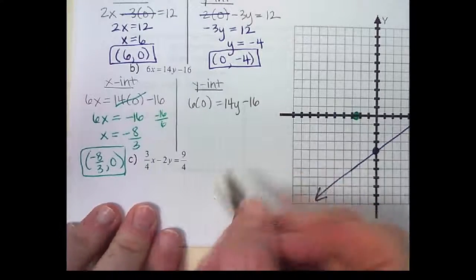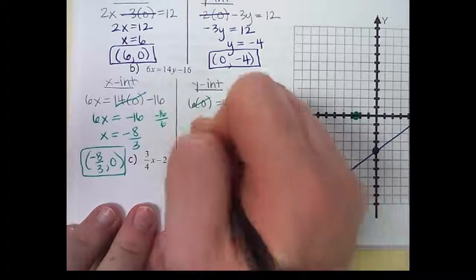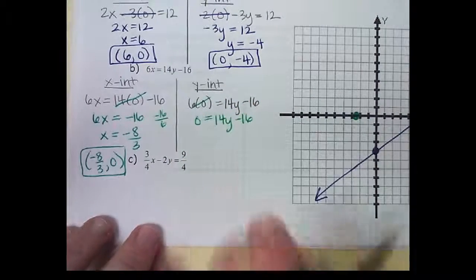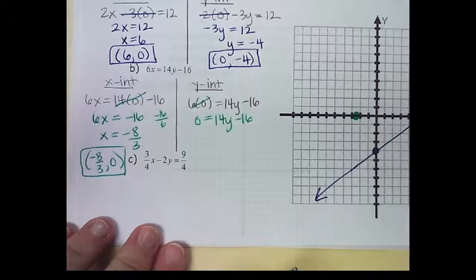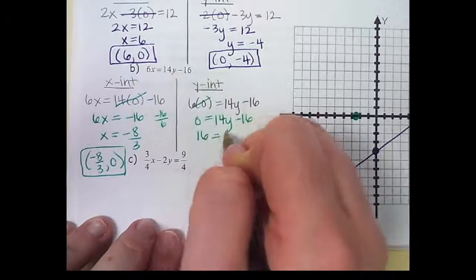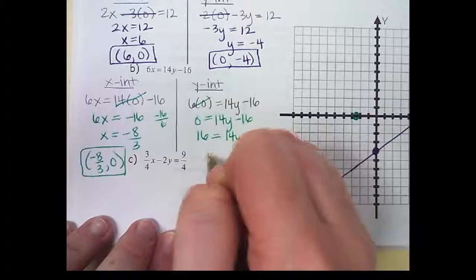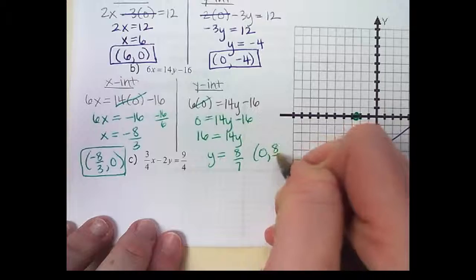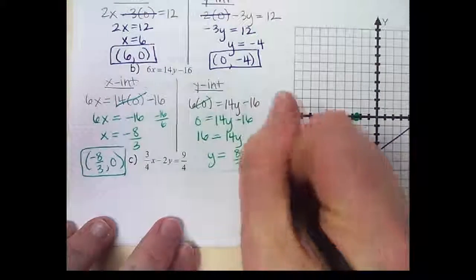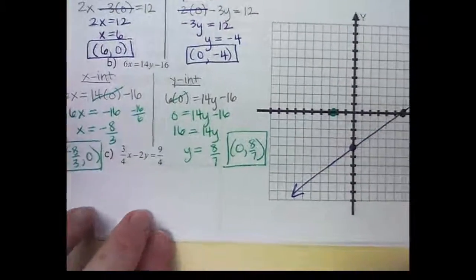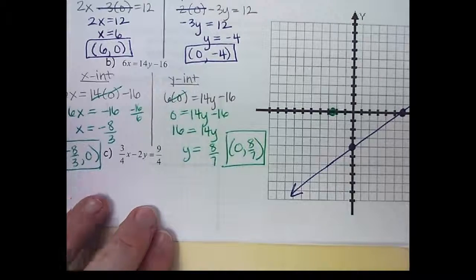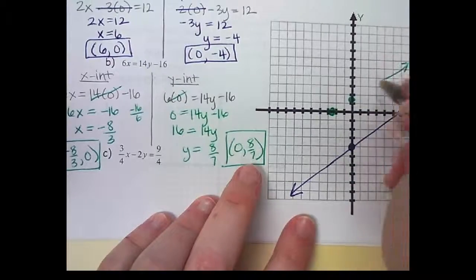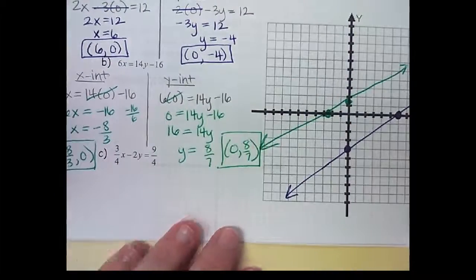Okay, the y-intercept. On this side, 6 times 0 is 0. So 0 equals 14y minus 16. What did you do to solve for y here? Yeah, put 16 on the other side. Again, another ugly fraction, 8 over 7. So where is that on the y-axis? In between what? 1 and 2, right. 7 goes into 8 one time, so just right there. And then make sure you put those arrows on that line.